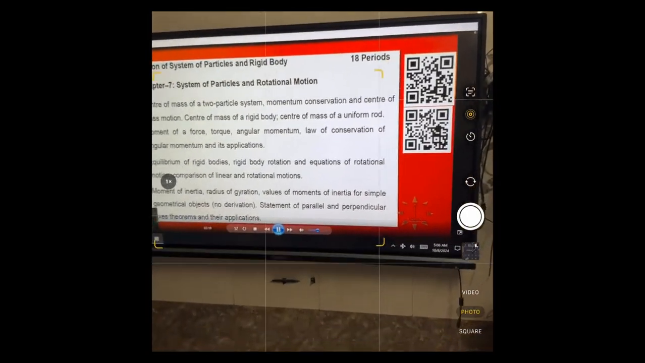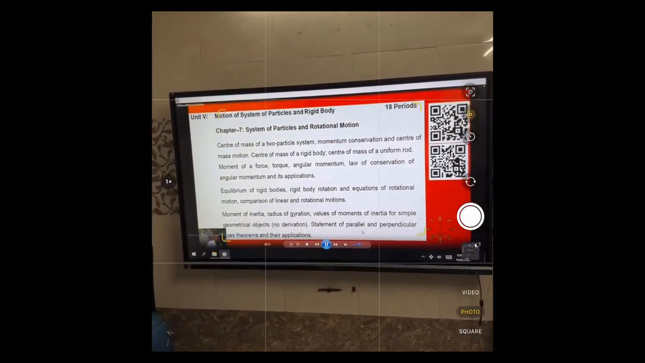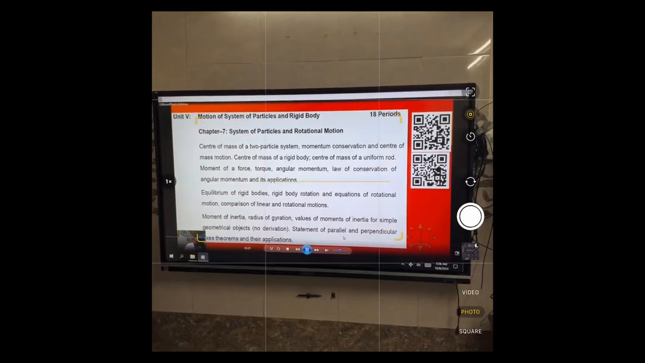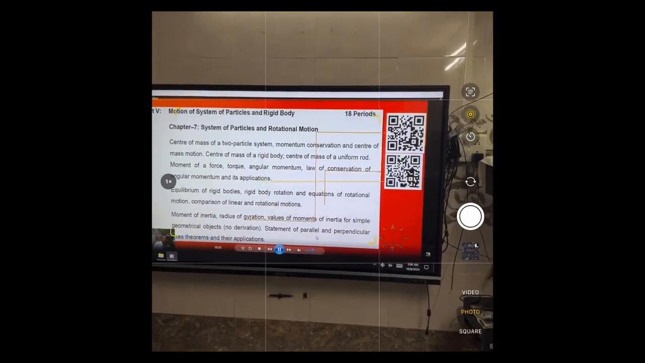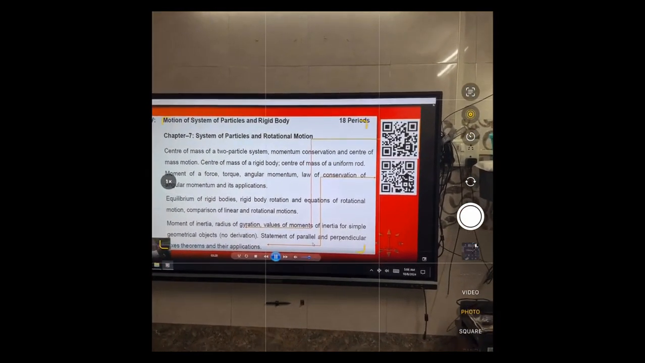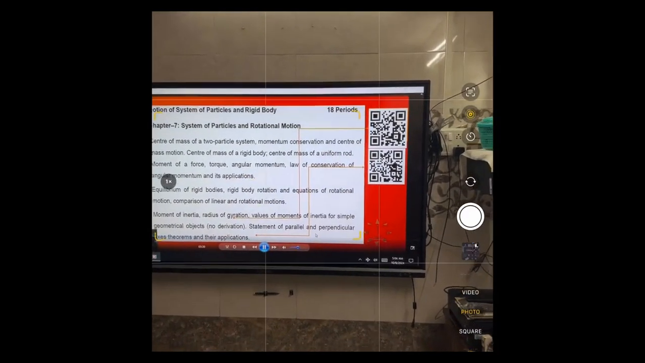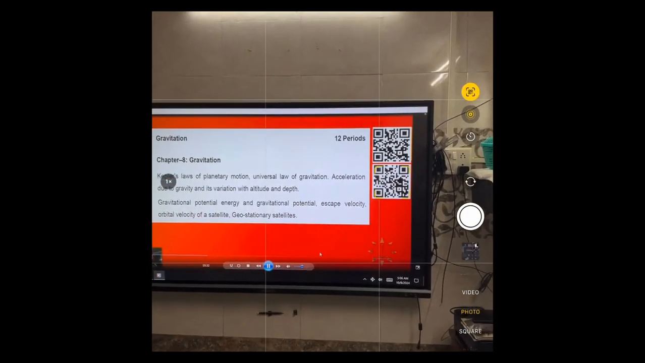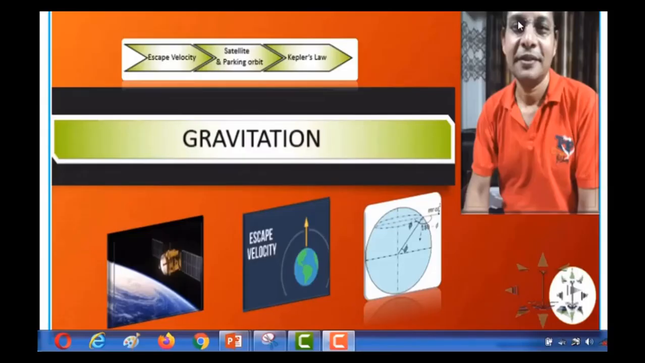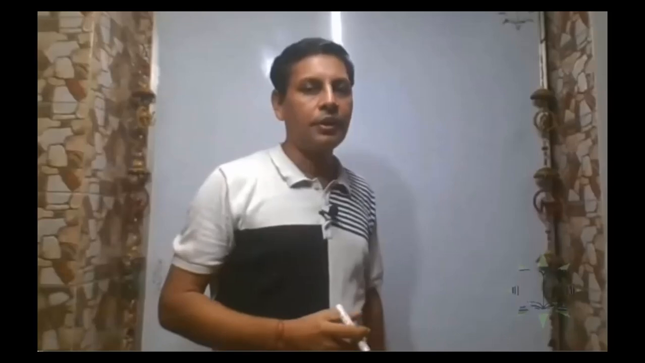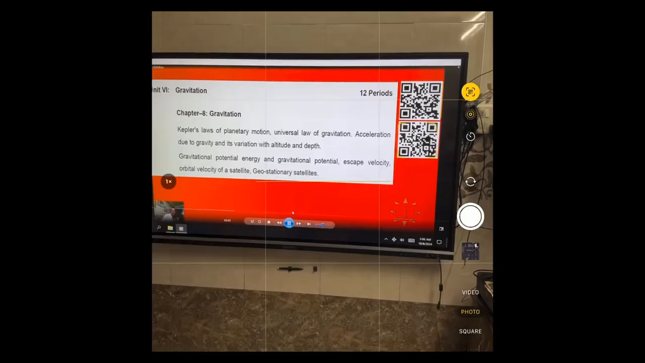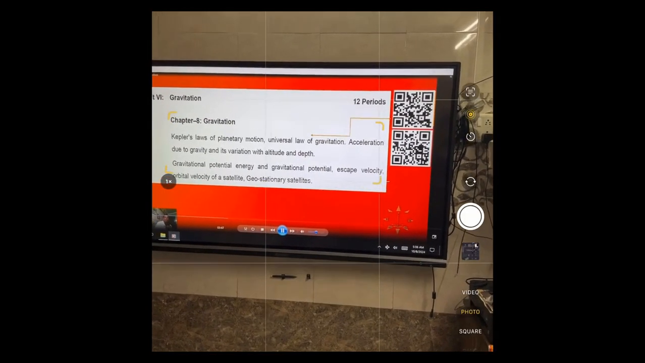If you want to scan that QR code and go to the lecture directly, there is an option available. Moreover, for this page there are two QR codes, and which QR code belongs to which lecture is also mentioned in arrow format. Correct. So that's all.